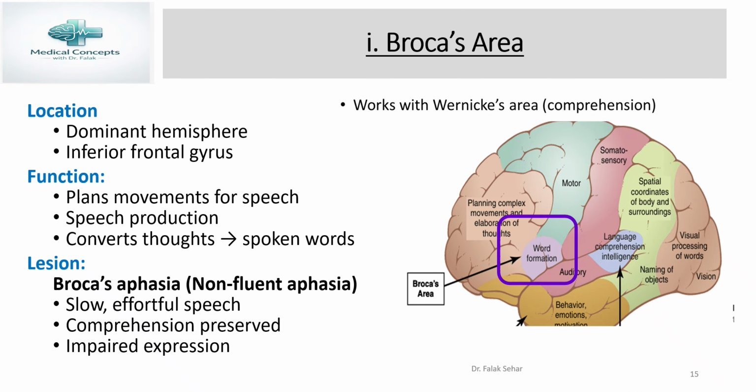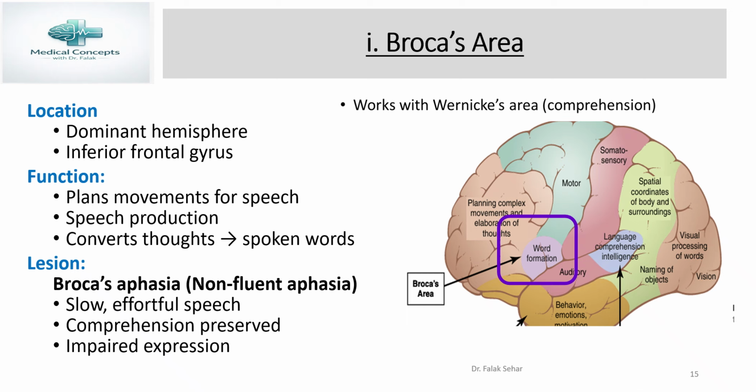area. Broca's area is located in the inferior frontal gyrus of the dominant hemisphere and is responsible for motor speech production. It plans and generates the movement required for speaking and converts thoughts into spoken words. It works in close association with Wernicke's area, which is responsible for language comprehension.